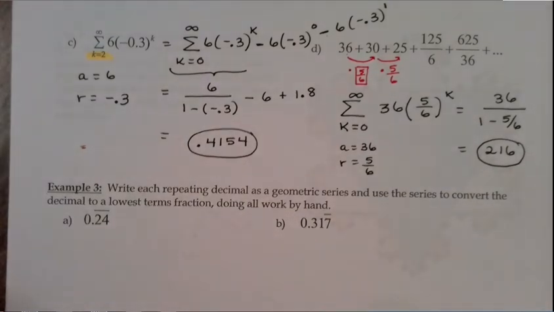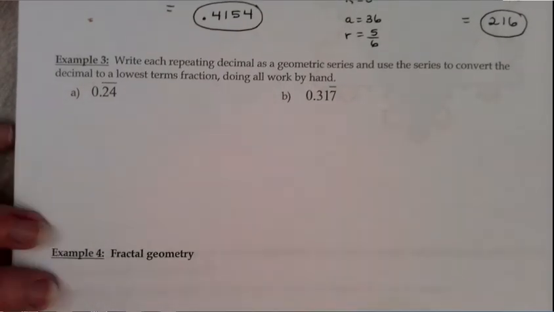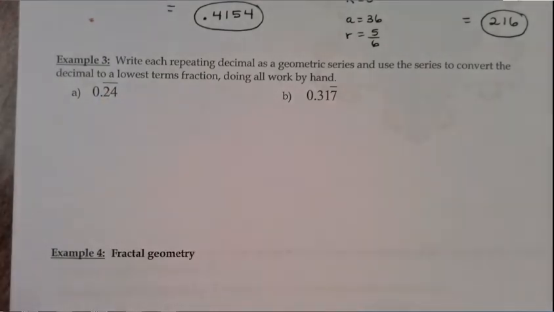All right, we're going to look at a couple of examples of using this formula in some somewhat interesting situations. Turns out that we can actually use this formula to help us change a repeating decimal into a lowest terms fraction, just without doing the work by hand. So I'm going to start out with the repeating decimal 0.24 repeating.